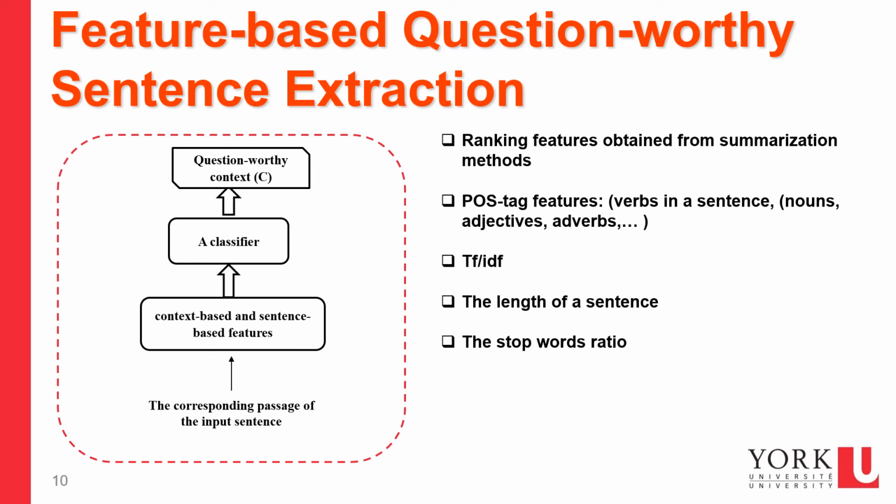We use a random forest classifier to extract the question versus context. This classifier classifies all the sentences in the document into two different classes. One, called one, is a question-worthy sentence, and irrelevant sentences are zero.